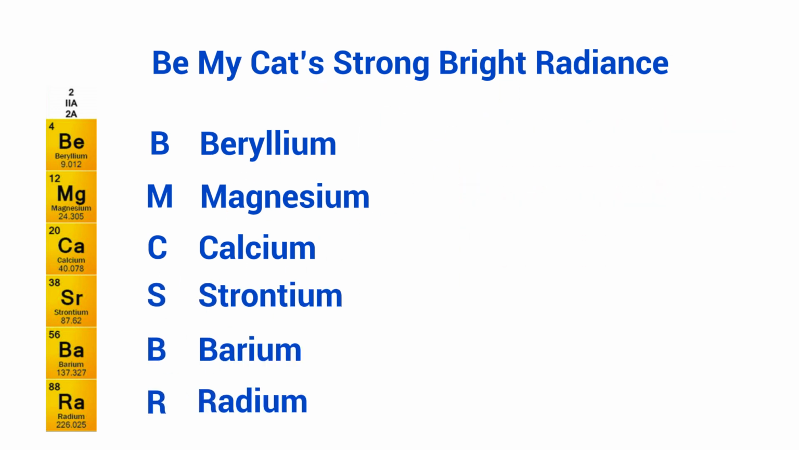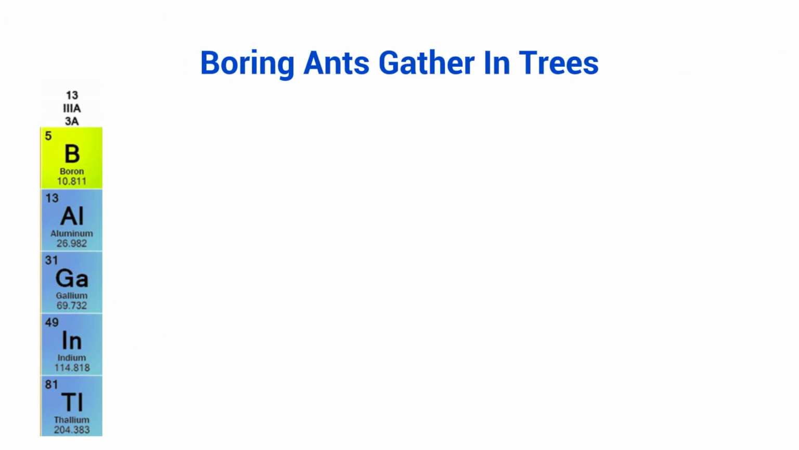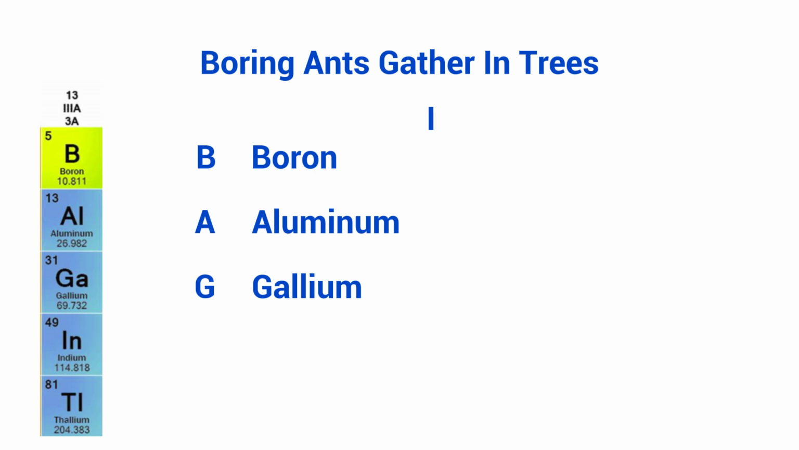But remember, Group 2 starts with beryllium, not boron. That's why I use B in mnemonics, so you don't get confused. Moving to Group 13, which is the boron family. This includes boron, aluminum, gallium, indium, and thallium. Boring ants gather in trees. Each first letter represents an element name. B for boron, A for aluminum, G for gallium, I for indium, and T for thallium.